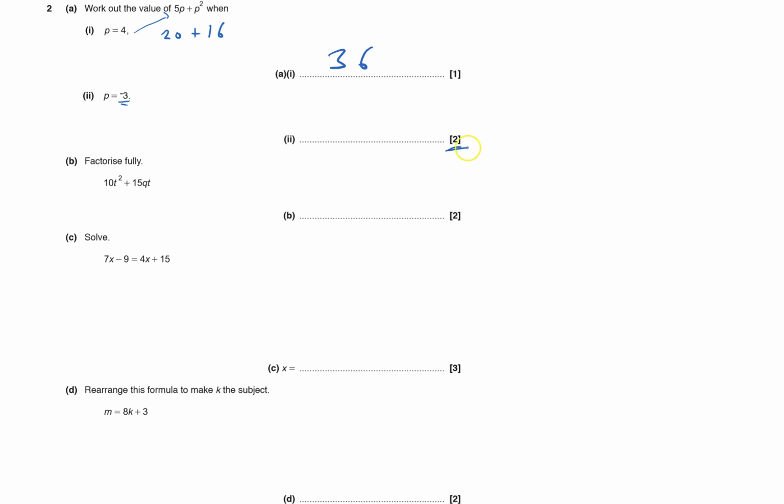Got the same when it's minus 3, and if it's negative, it's going to be more difficult. Not surprising, it's been given 2 marks. So 5p is going to be 5 times minus 3, which is minus 15. And then I've got p squared, so that's minus 3 times minus 3.